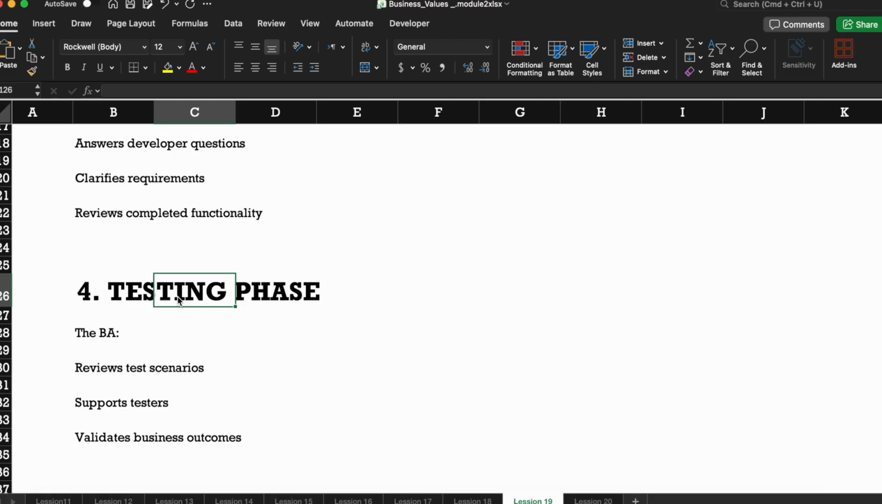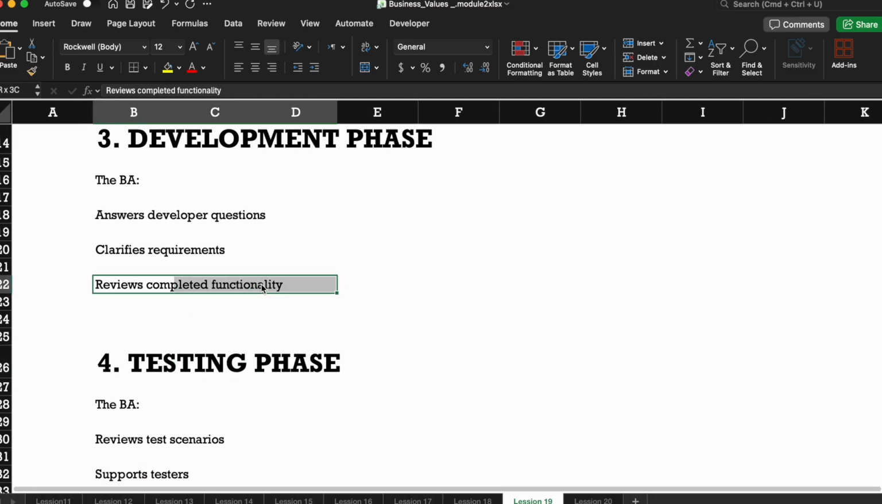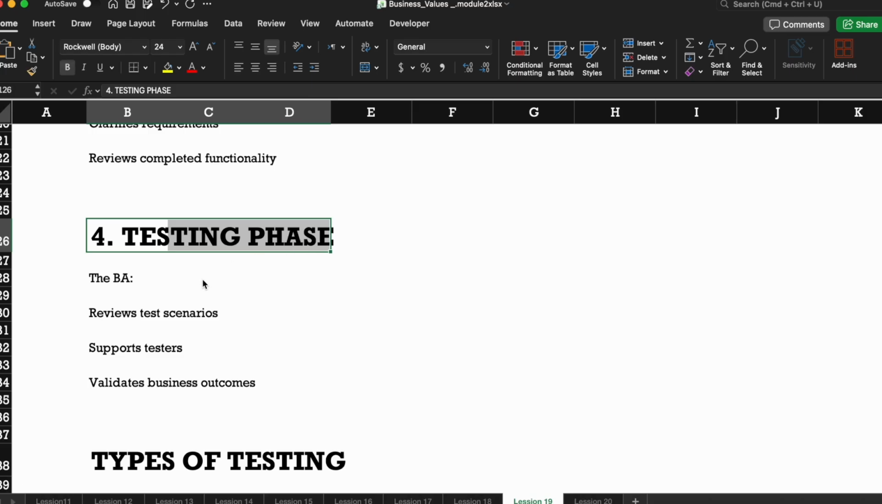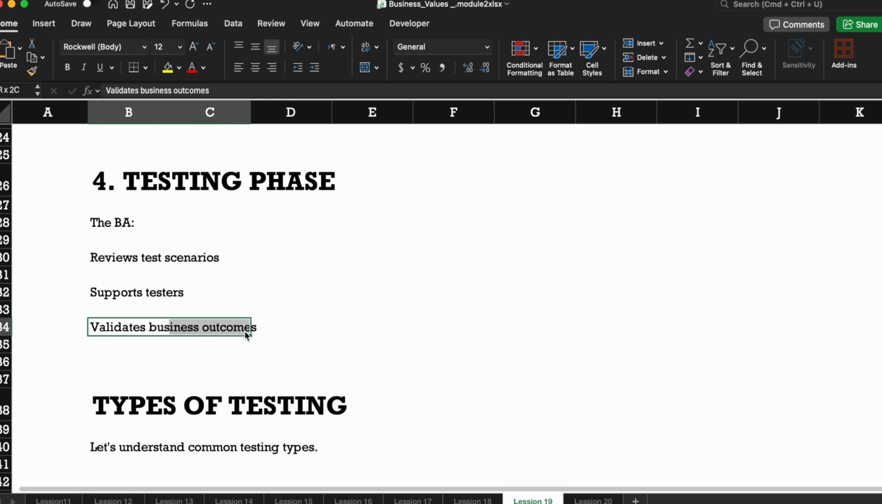Next one, testing phase. Here, review means the code review. Sorry, it's not the sprint review, it's the code review. After the developer completes this, it goes to the code review. So here comes the fourth step, the testing phase. In the testing phase, the BA reviews the test scenarios, supports the tester, and validates the business outcome.